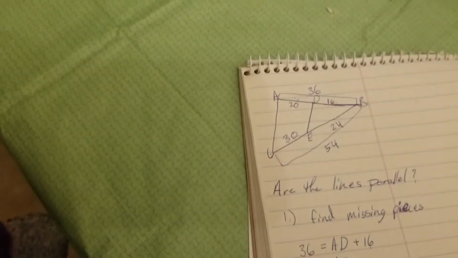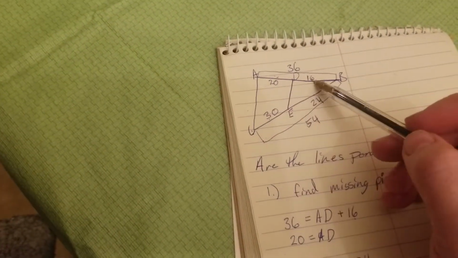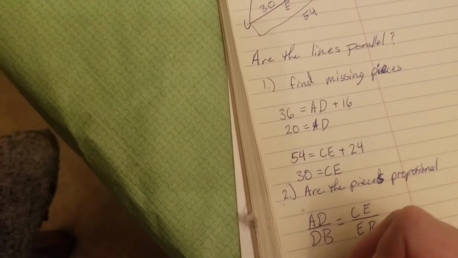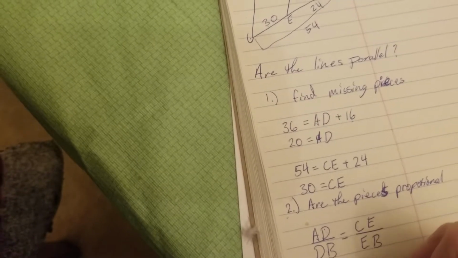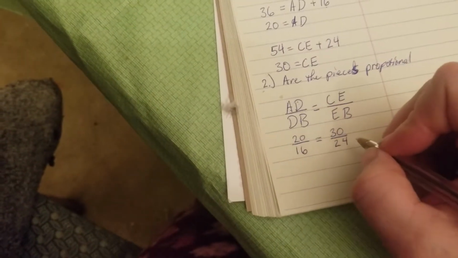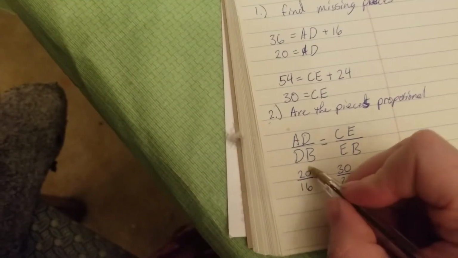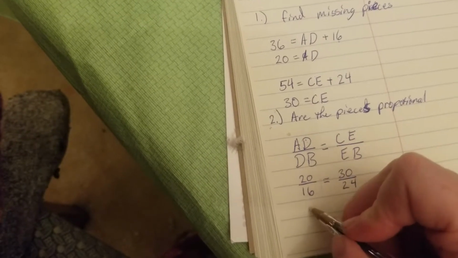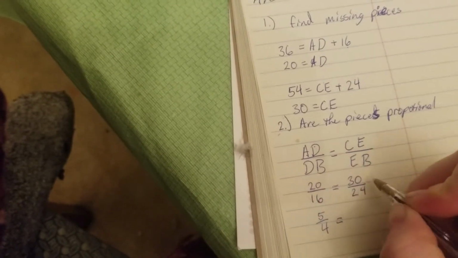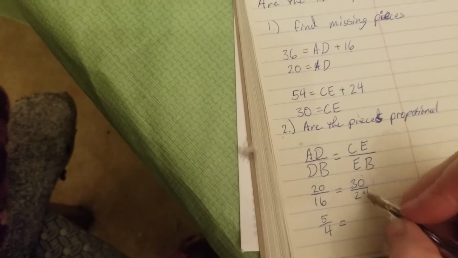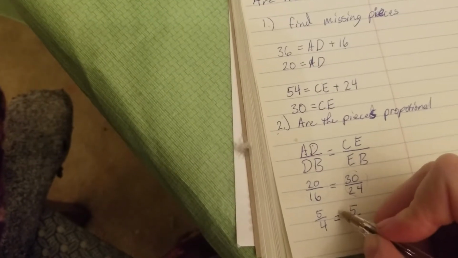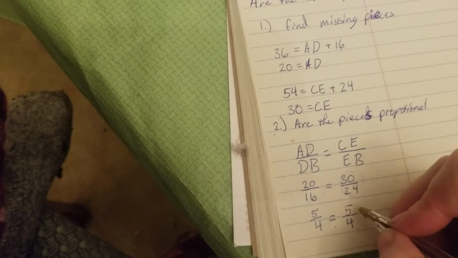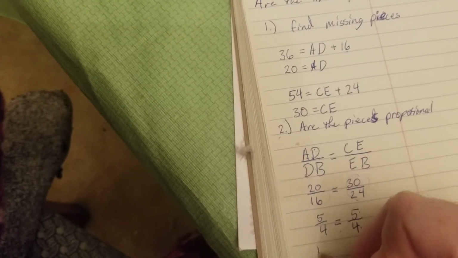Now I'm going to substitute in numbers, and it's going to be 20 over 16 equals 30 over 24. Now I need to simplify this fraction. I'm going to simplify this by 4, and I'm going to get 5 over 4 equals, I'm going to simplify this by 6, and this is going to be 5 over 4. Because this is true, 5 quarters equals 5 quarters, then the lines are parallel.